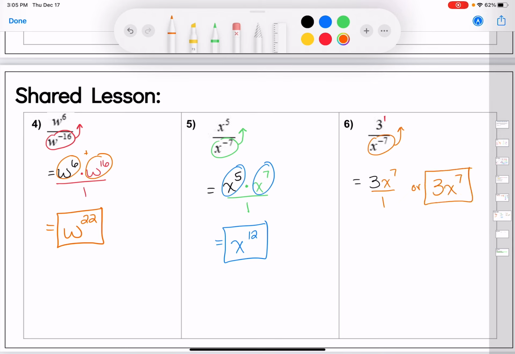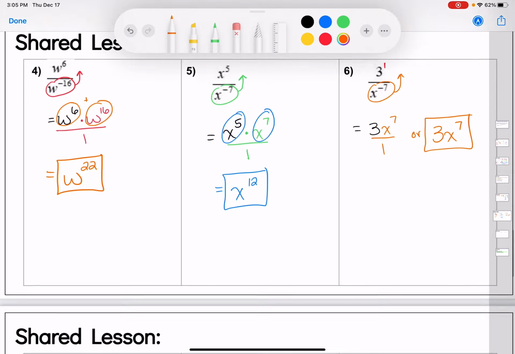Very common mistake, though, is to flip the whole thing. You want to say it becomes x to the 7th over 3, just flip the whole thing upside down, but that 3 does not have a negative exponent, so it needs to stay up on the top of the fraction.